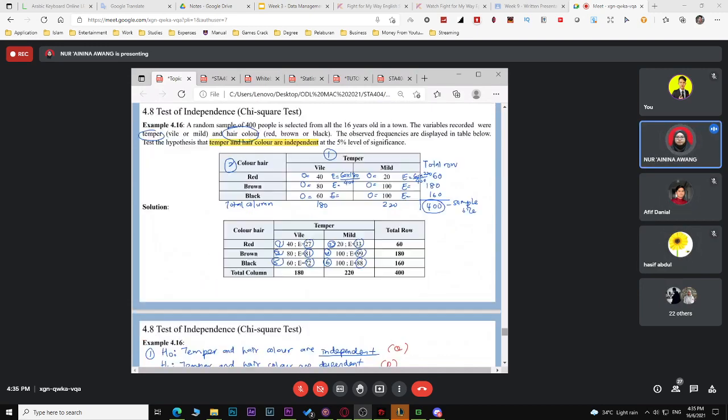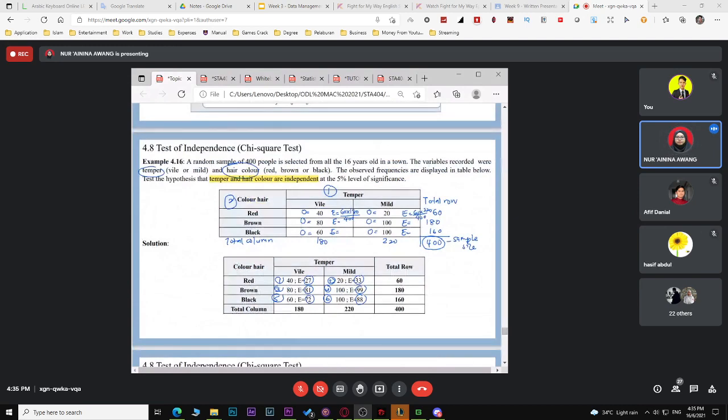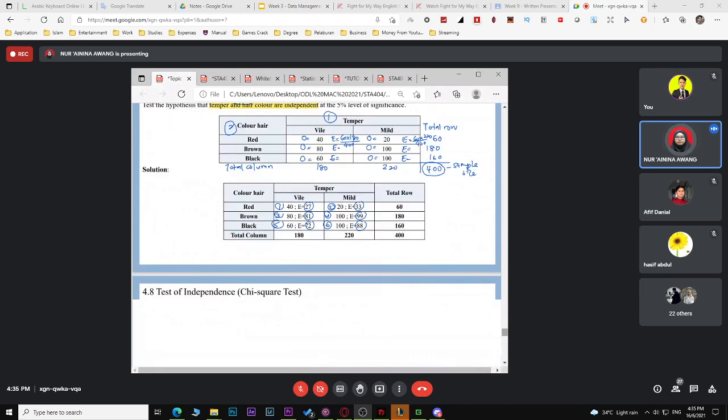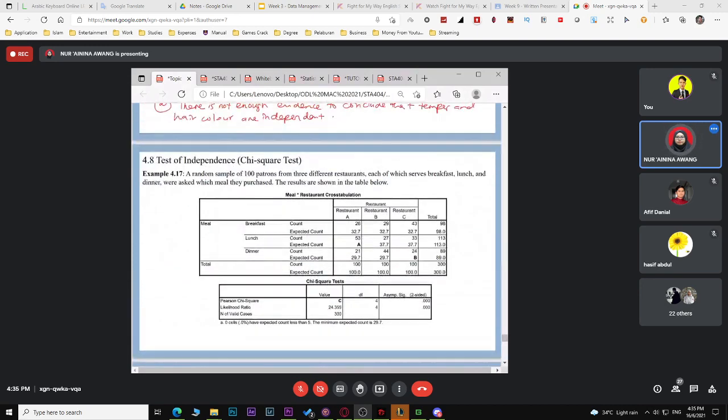If the questions only give you raw data, you do not have an SPSS output. Now we will look at the example where the question gives you the SPSS output for test of independence or chi-square test. Once you look at the output, it says chi-square test here, so we know that this is the case for test of independence or chi-square test.